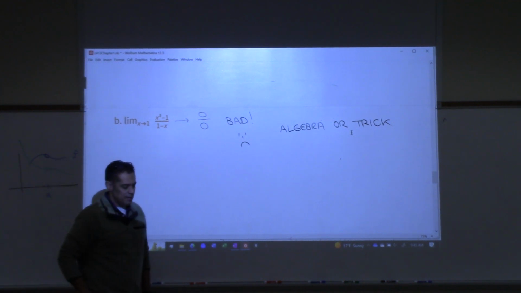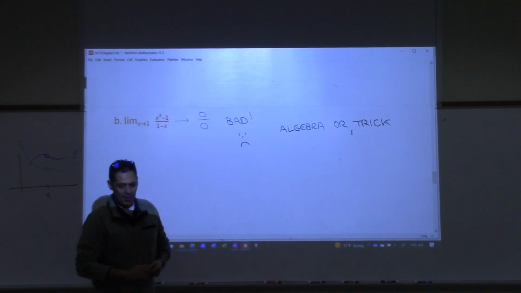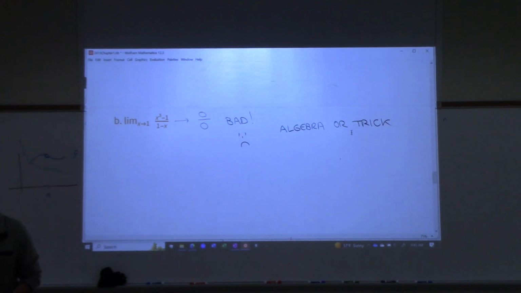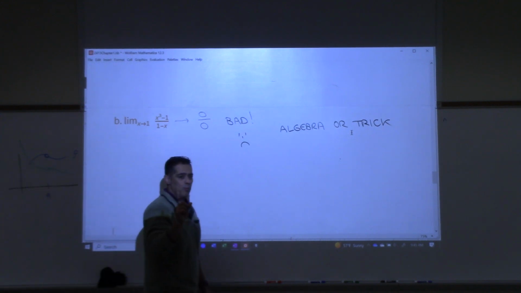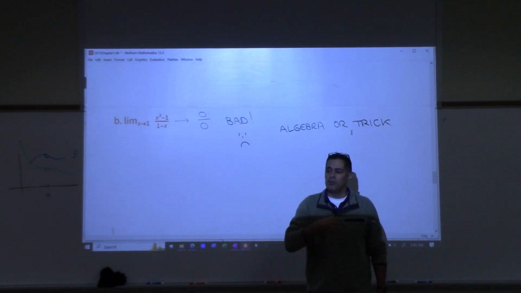Do you see in the top left box 0 over 0? And do you see on the bottom what it says? I forget what it says. That's all right. Algebra or a trick, right? Anytime we're taking a limit and we see 0 over 0, we're going to use some algebra or some sort of trick.